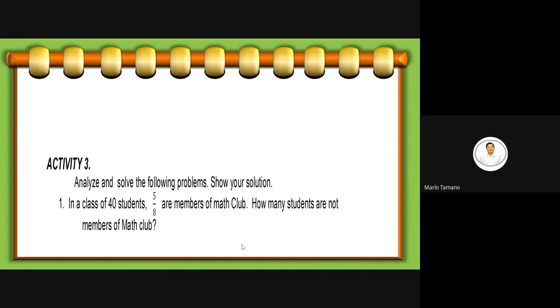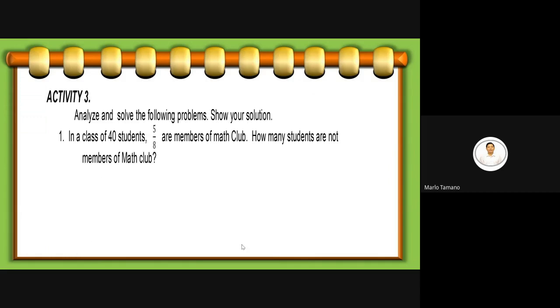Then, this one. Sige nga, practice na itong number 1. In a class of 40, 5/8 are members of math club. How many students are members of the math club? Sige nga, anong sagot natin dyan?